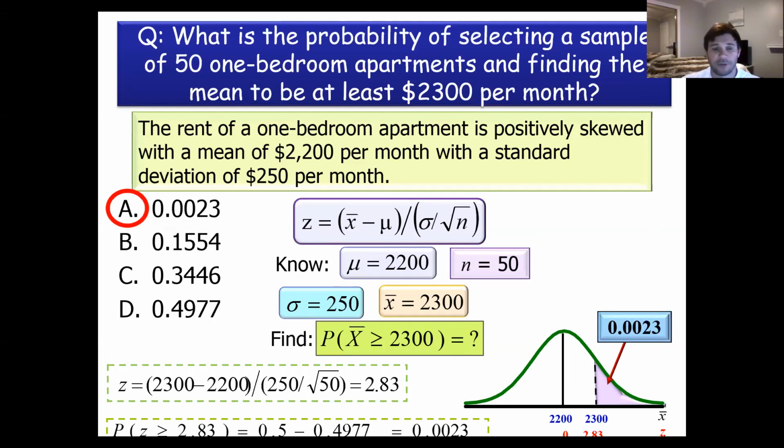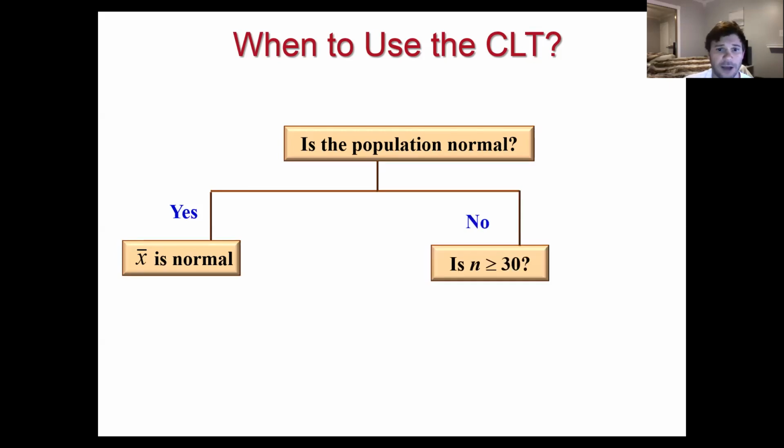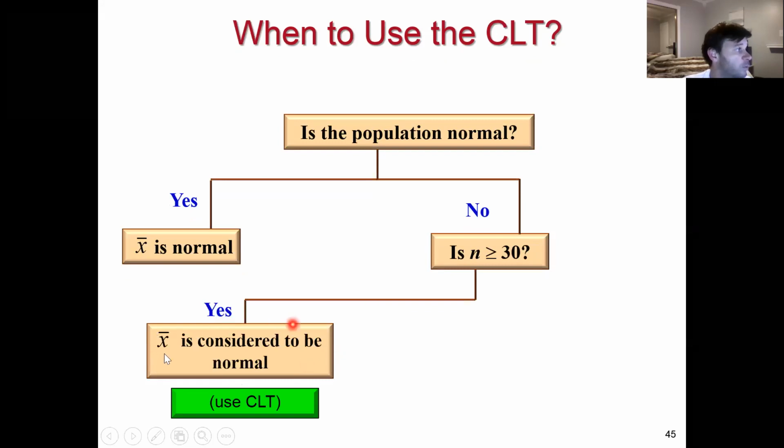Now, just to wrap up our discussion here, when can you use the central limit theorem? Well, let's start with this little flow chart. If the population is normal, then the sampling distribution is going to be normal. However, if the population is not normal, then we ask, how big is your sample size? If n is bigger than 30, and that's a yes, then we're going to assume that the sampling distribution is normal, and we can apply the central limit theorem.